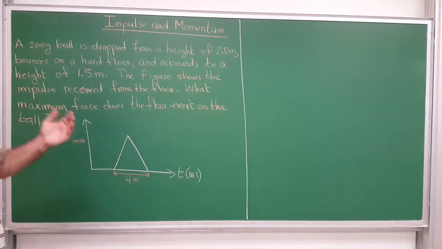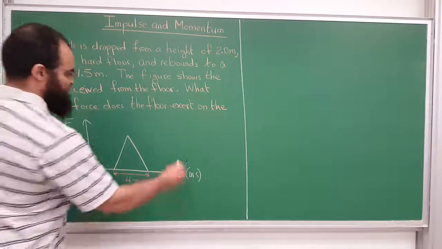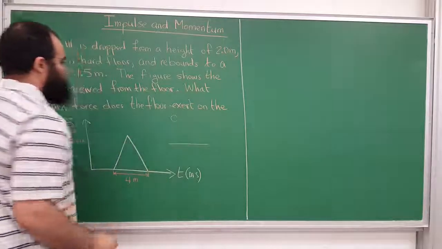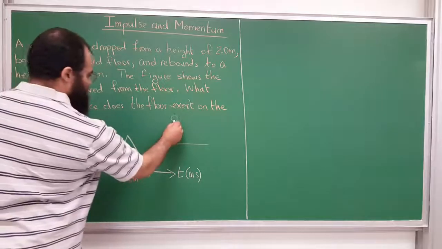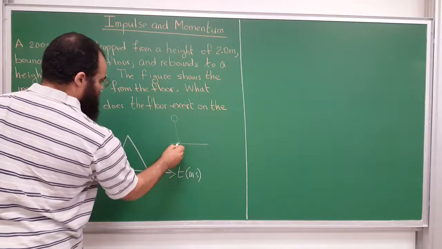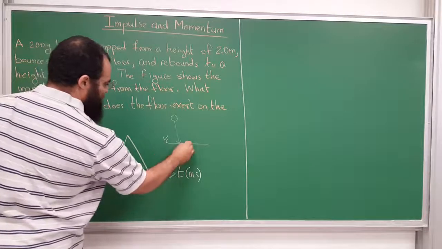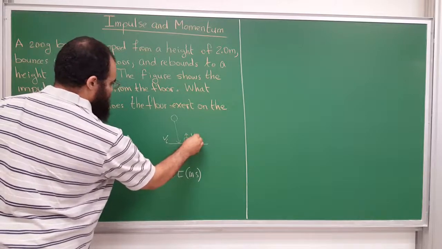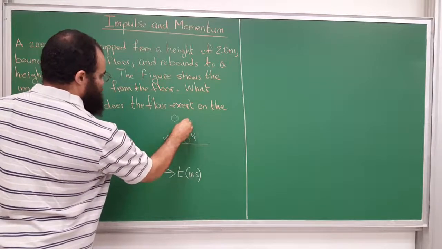You have a 200-gram ball that is dropped from a height of 2 meters. The ball is dropped from rest, comes in, and hits the floor with a certain velocity, let's call it V initial, when it hits the floor. Then it bounces back with some velocity, let's call it V final, after hitting the floor, and then it goes up, but it doesn't get as high.